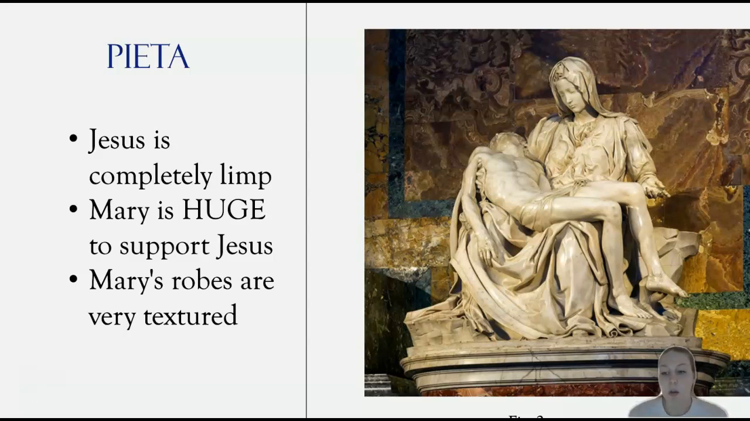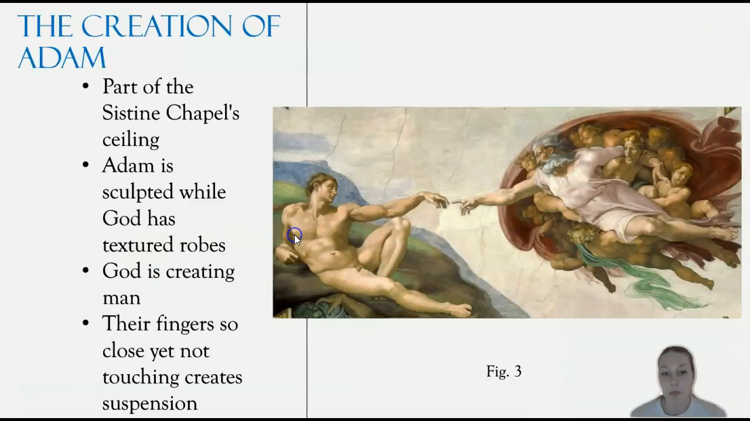Another thing to note about this sculpture is the size of Mary compared to Jesus. Mary is actually massive compared to Jesus, and if she stood up, she would almost be giant compared to Jesus. And this is because she is supporting the full weight of her son's dead body, but it is also a metaphor to the fact that she supports Christ and Christianity as a whole.